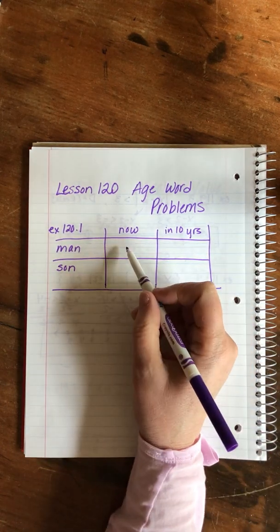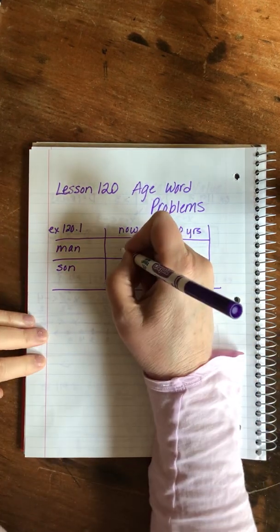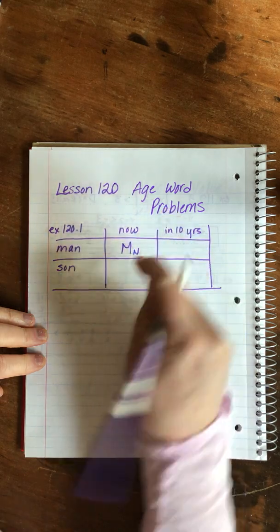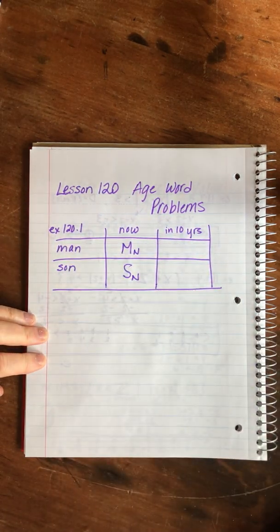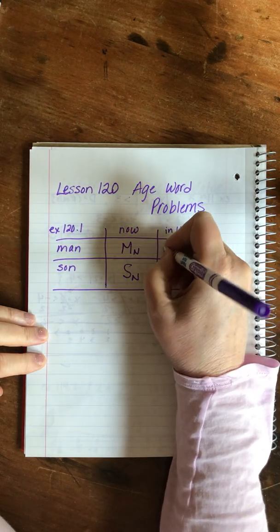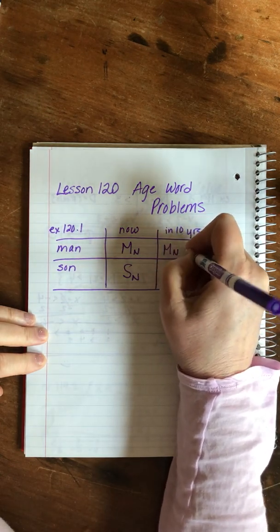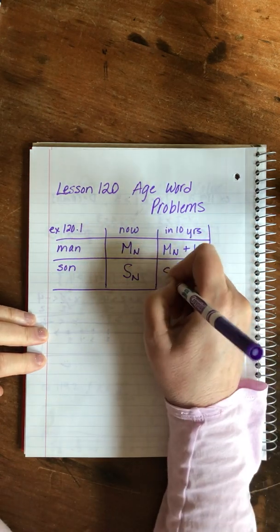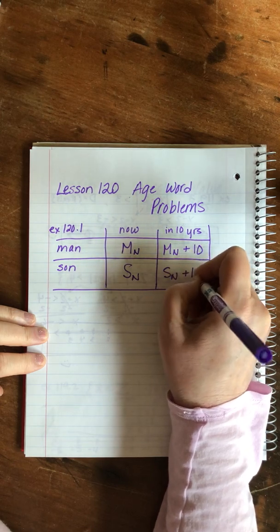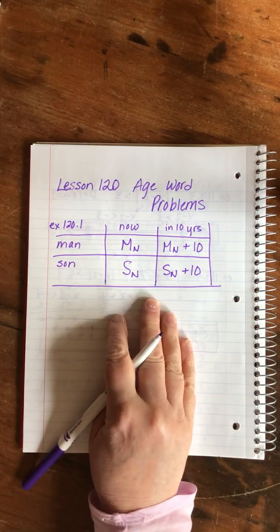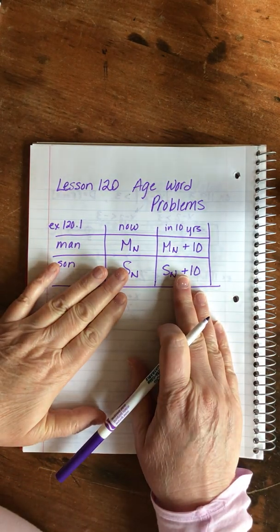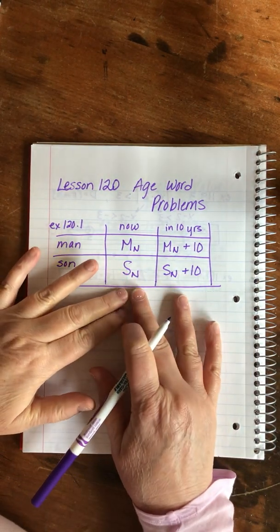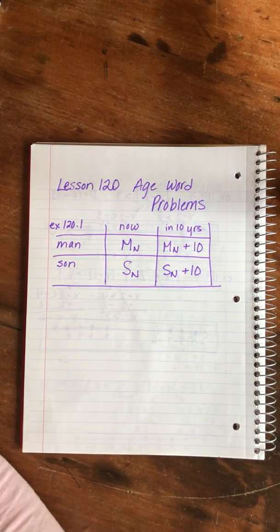Now, for the present, we set up the variables. The man now, the son now. In 10 years, it'll be the man's age now plus 10. The son's age now, plus 10. Now we've got our variables set. We know exactly what they should be, and we can take these and write the equations.